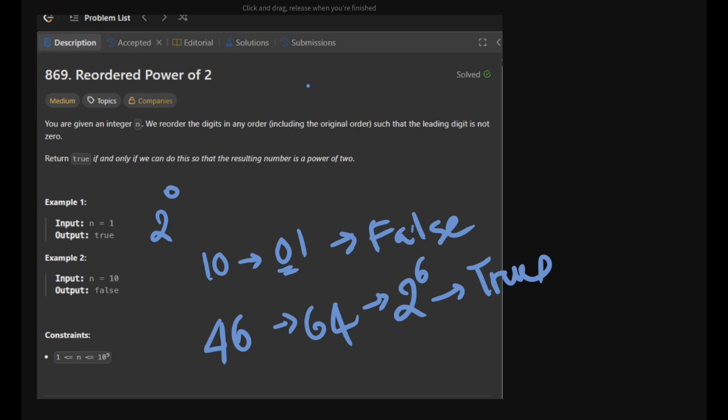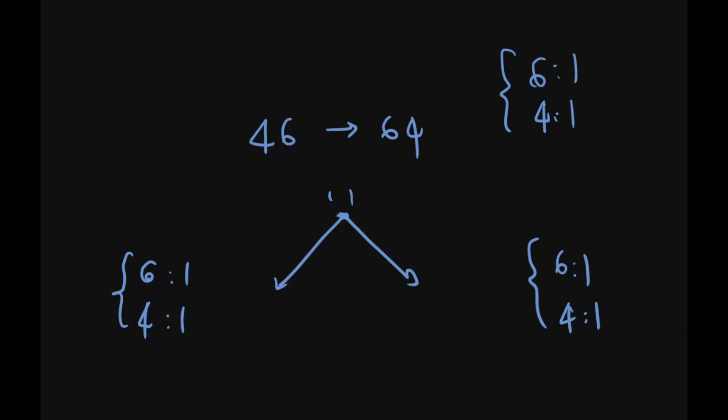So in this problem, I'm going to show you two solutions. One is the recursive permutation way, and another one is the optimal solution. Okay, so now how do we come up with a brute force approach? Our brute force approach will be a recursive permutation.